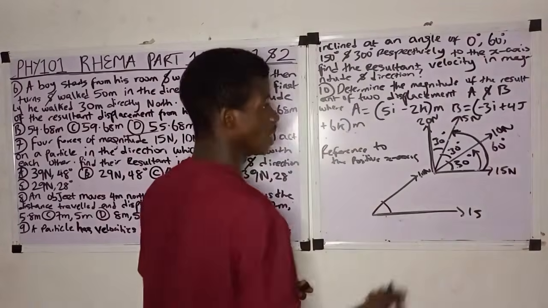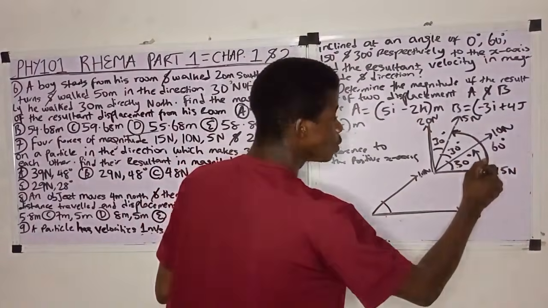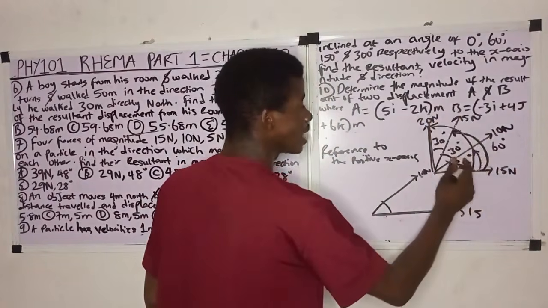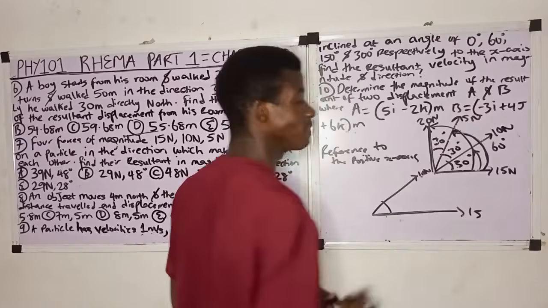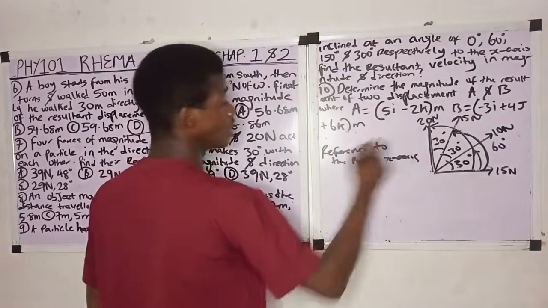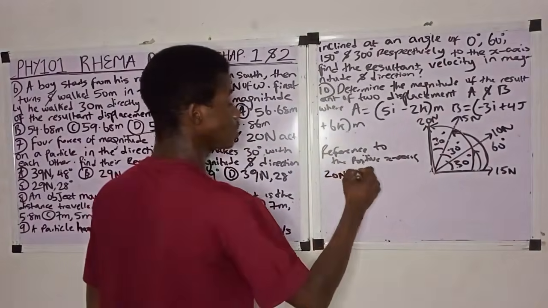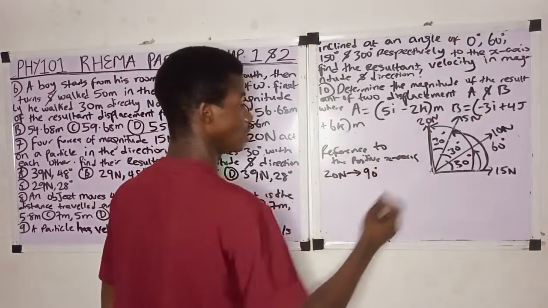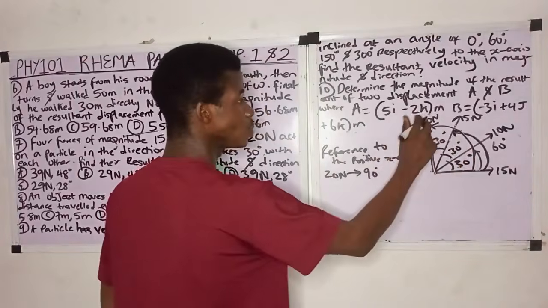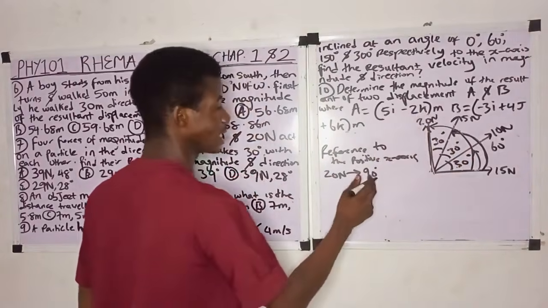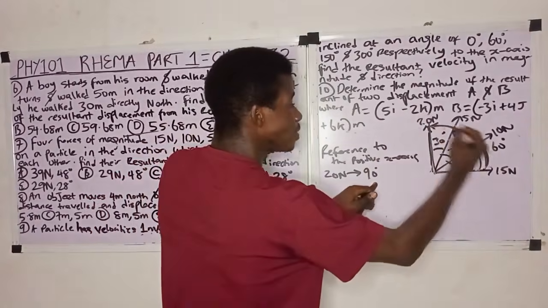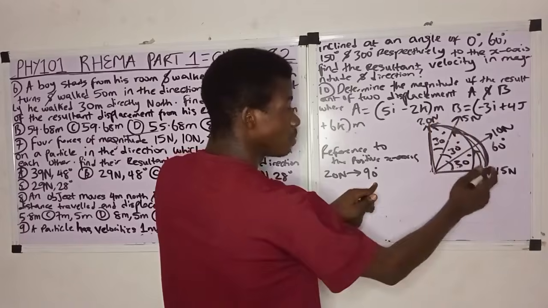Then what about this one? If you draw from the positive x axis to the force, you find that 30 plus 30 plus 30 is 90. So this force, 20 Newton, is inclined at an angle of 90, with reference from the positive x axis, right?